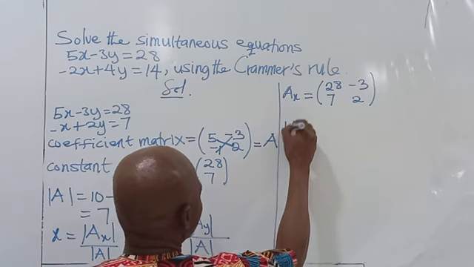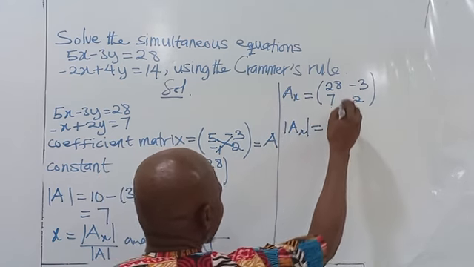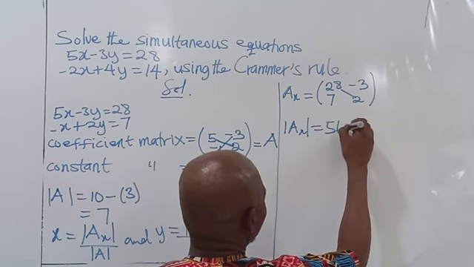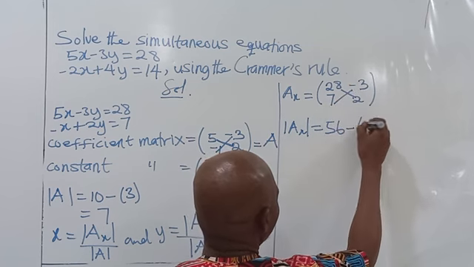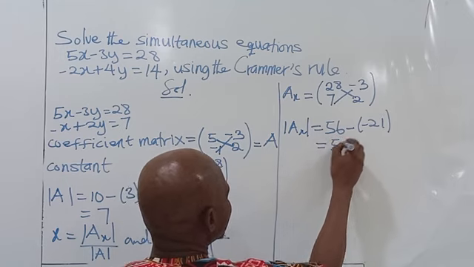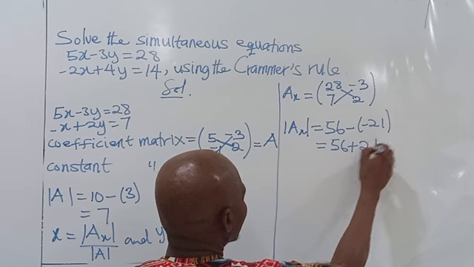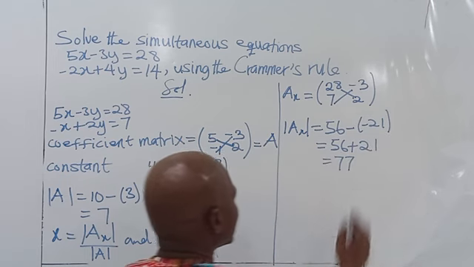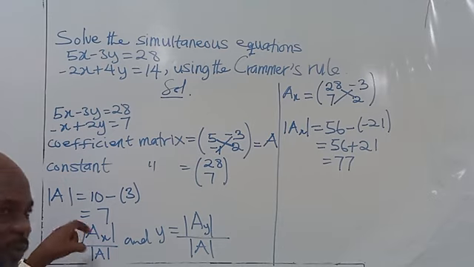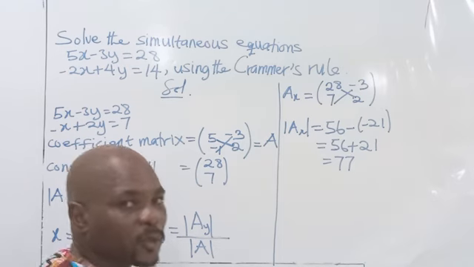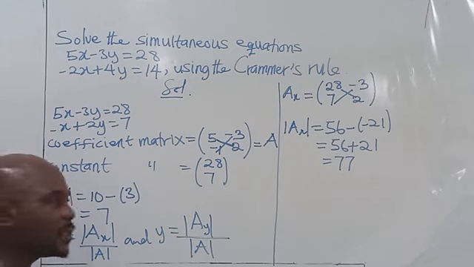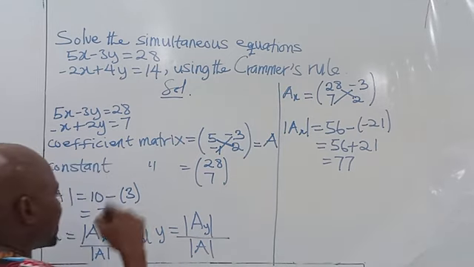So that gives us the determinant of AX: this times this is 56, minus this times that, which is minus 21. This gives us 56 plus 21. That gives us 77. Alright? So from here, if you are following, you can find the value of x already. Now let's move on to the next matrix.